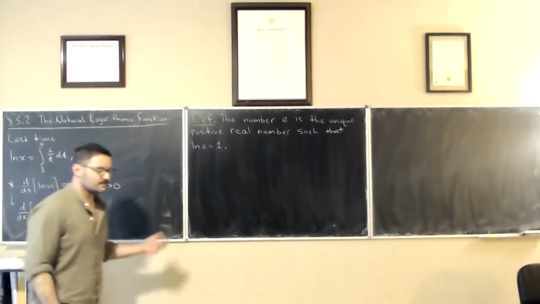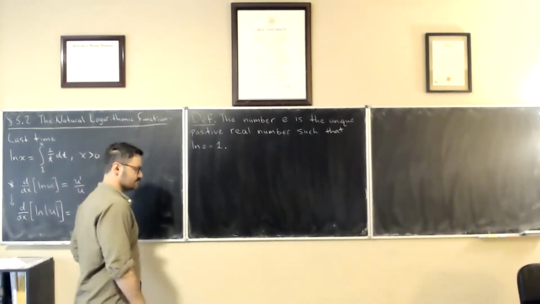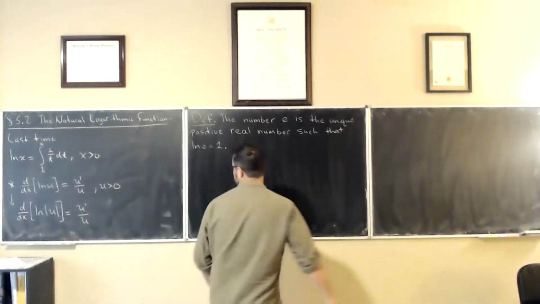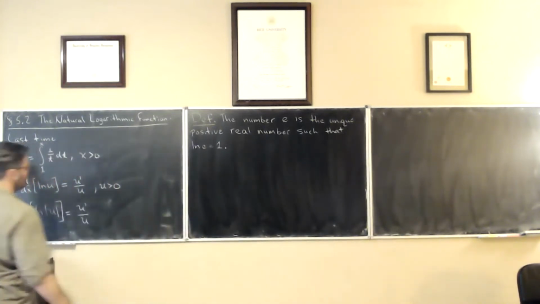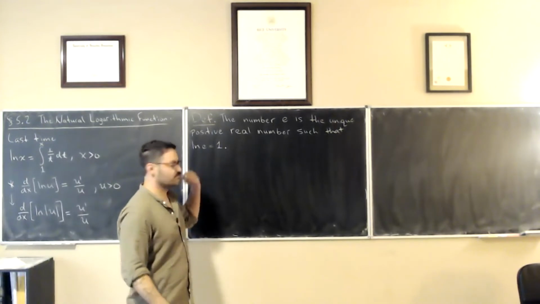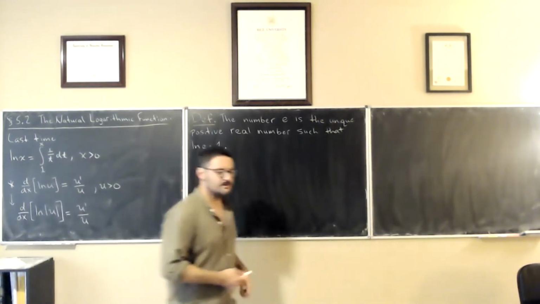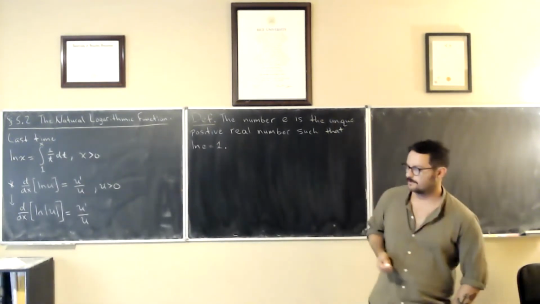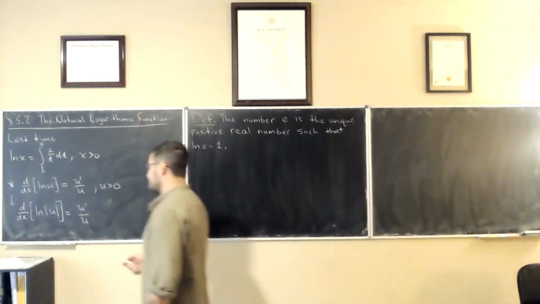There is such a number because when x is equal to 1, the natural log is 0, and then for any x larger than 1, it's increasing. So eventually it's going to pass 1, and we define e to be that number.